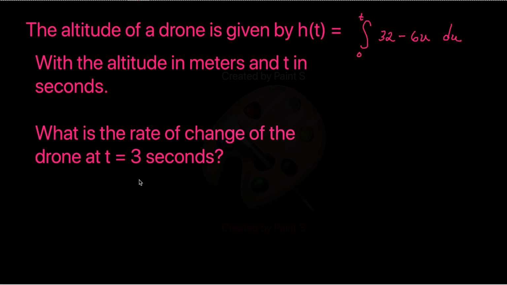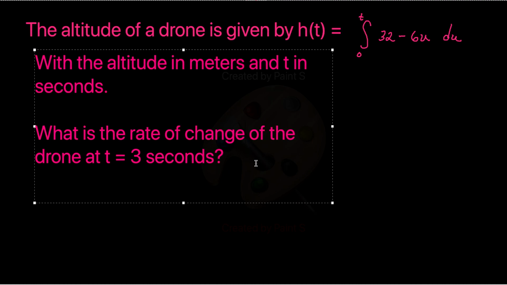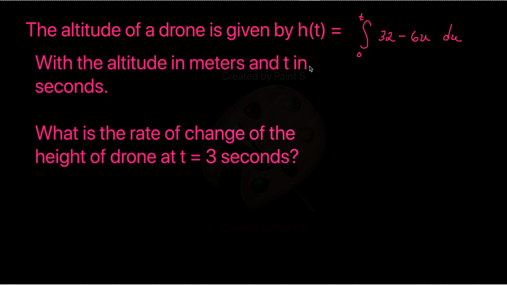If I want the rate of change of the drone at t equals 3 seconds, right? This is the position, this is the height of the drone. And how do I go from position to velocity, or position to the rate of change of the height of the drone? Well, the rate of change of the height is going to be given by h prime of t. And by the fundamental theorem, this is going to be equal to this here with t plugged in, 32 minus 6t.